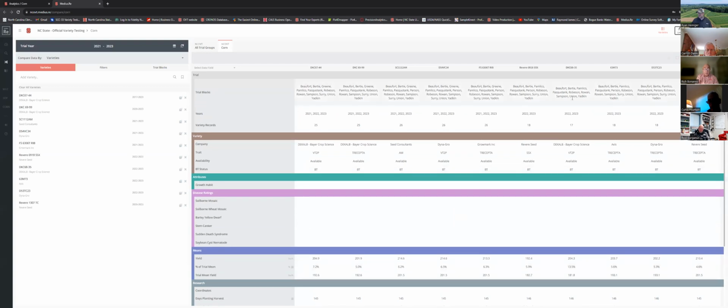What's some other ones we will look at? So we have DeKalb, which we talked about, 69.99 showing at the top 10. This is a Seed Consultants 1112 AM. It's done well in the Piedmont. We'll talk a little bit about that in a minute.